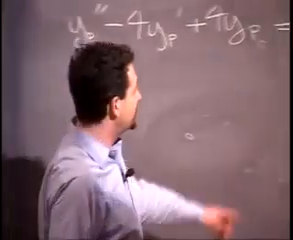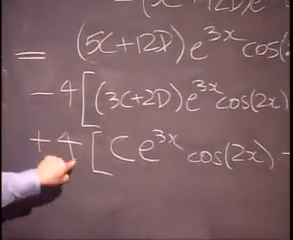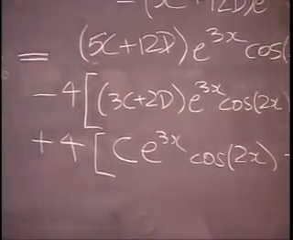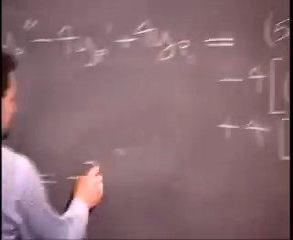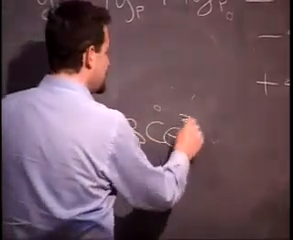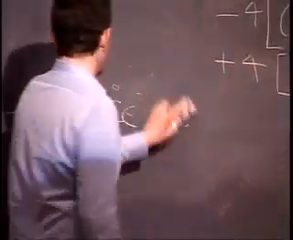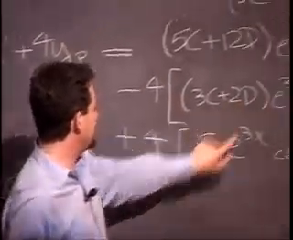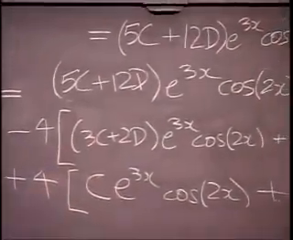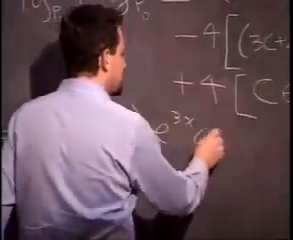Okay. Anyway, now I can group this. I have in the cosine column 5c minus 12c plus 4c. So 5 minus 12 plus 4 is minus 3. Minus 3c e to the 3x cosine. Well, I should do the d's as well, huh? How many d's have I got? 12d minus 8 is 4, and that's it. So it's minus 3c plus 4d e to the 3x cosine 2x.